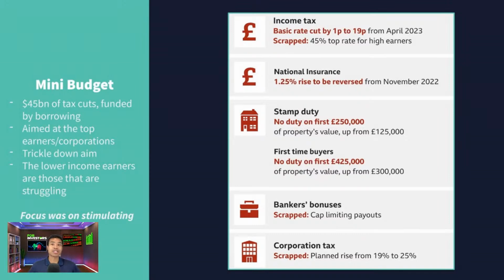Now, why are they trying to do this? Obviously, the central banks are trying to quell demand, but the focus on the fiscal side, the UK government, was aimed at stimulating growth in the economy over the medium term, trying to avoid a recession, which is counterintuitive and goes against what the central banks are trying to do.